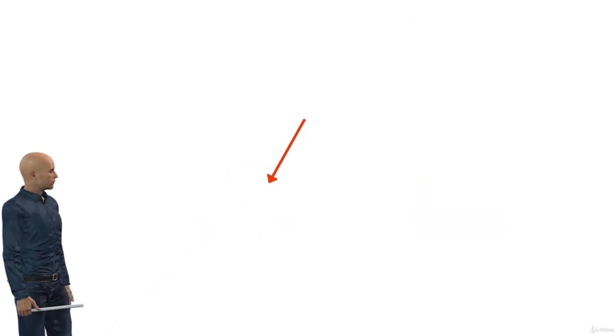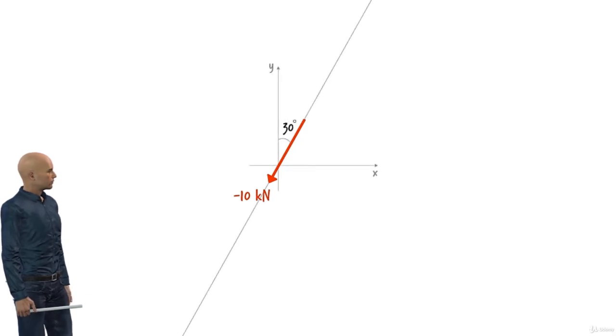What if the vector has a negative magnitude? How do we determine its components? Suppose our vector has a magnitude of negative 10 kilonewtons, and it makes a 30-degree angle with y-axis. A negative magnitude simply means the vector is actually acting in the opposite direction to what is shown. One way to deal with such a vector is to correct its direction, to rotate it 180 degrees, and change its magnitude from negative to positive, like this. Now we can determine its x and y components as before.